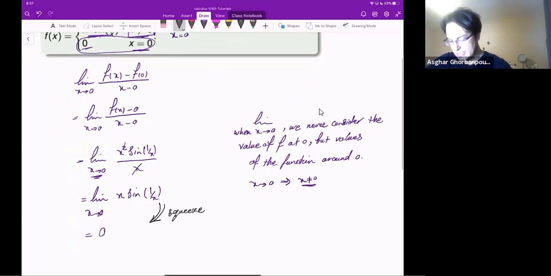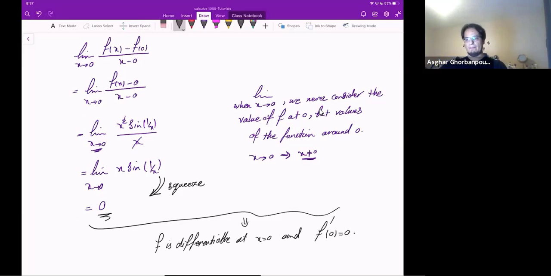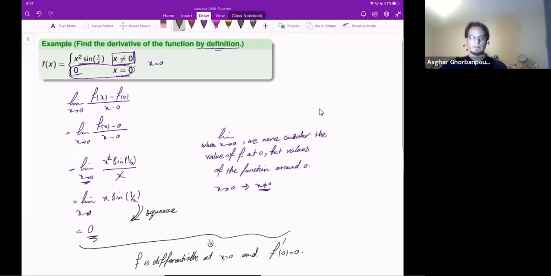The result is that, yes, f is differentiable at x equal to 0, and the derivative at 0 is equal to 0. This is what we have. Any questions, any comments here?